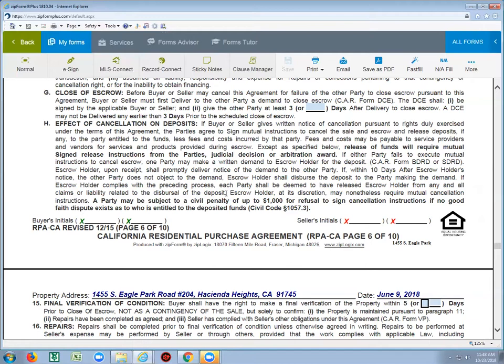When you serve them a demand to close, if they don't close on time, who has the right to cancel? The seller. Yeah. So if the seller cancels, the buyer loses the initial deposit and the seller can keep it. Yes, because who removed the contingency? The buyer already removed the contingency, and you cannot close on time.